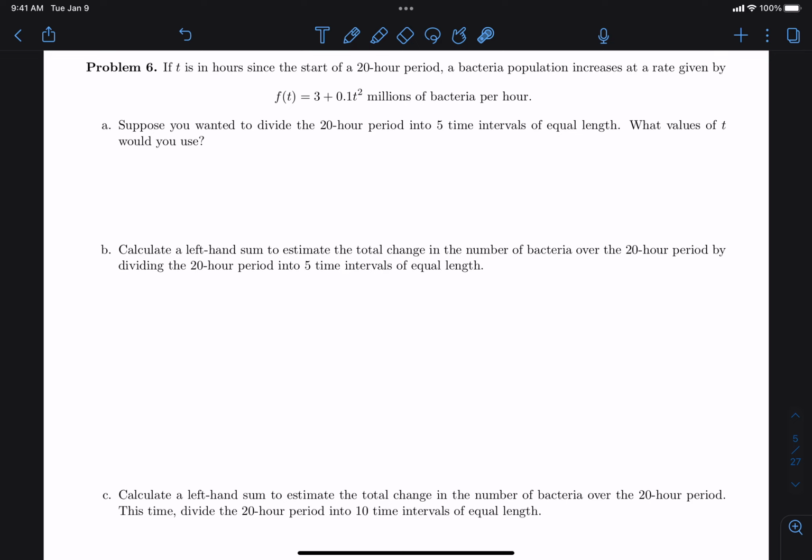Exactly. So what we're going to do with the sum means what? Plug in 0, then add, plug in 1, then add, plug in 2, then add, plug in 3, then add, plug in 4.